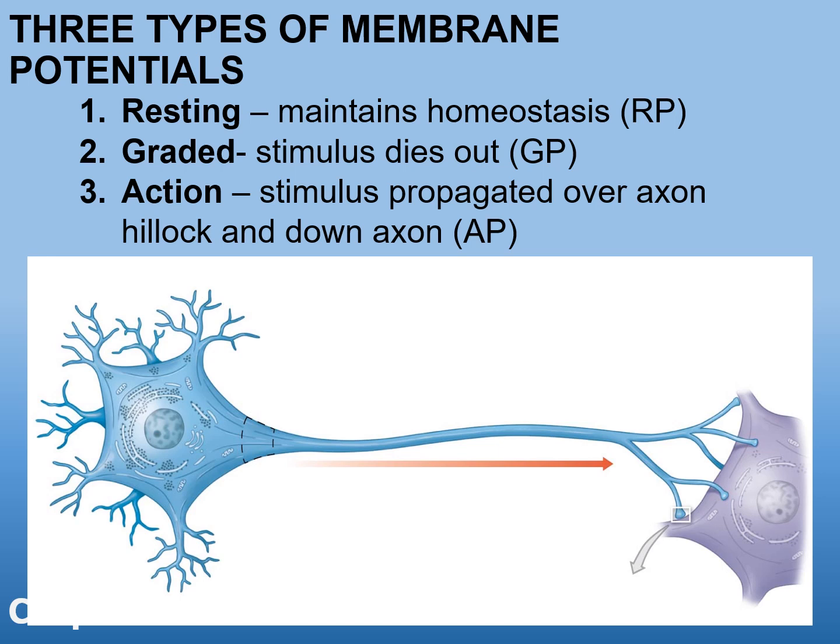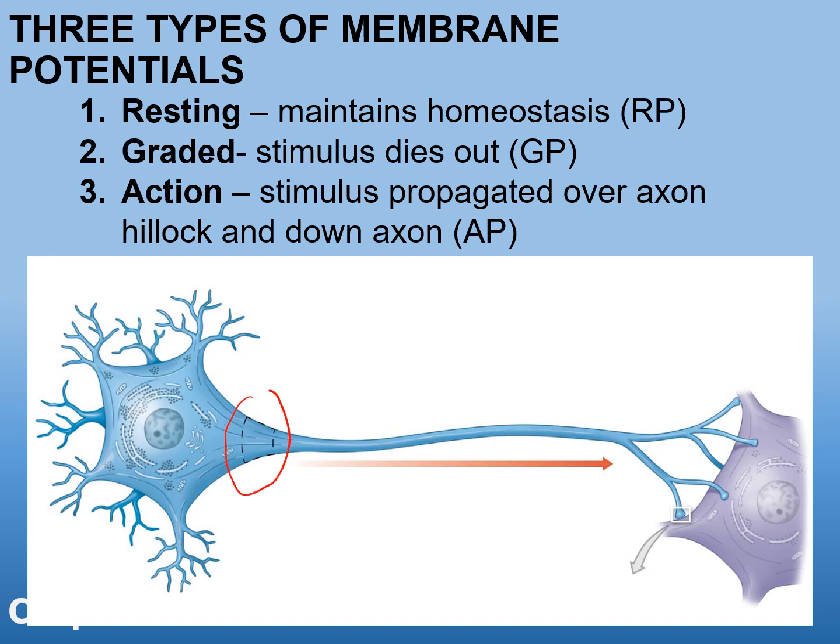You can also have what's called an action potential. And that's like TNT, where you light the fuse and the fuse goes all the way to the end. Let's take a look at this term here for an action potential. It's a stimulus, so that means we're changing the voltage. It says that it's propagated, which means that it moves.